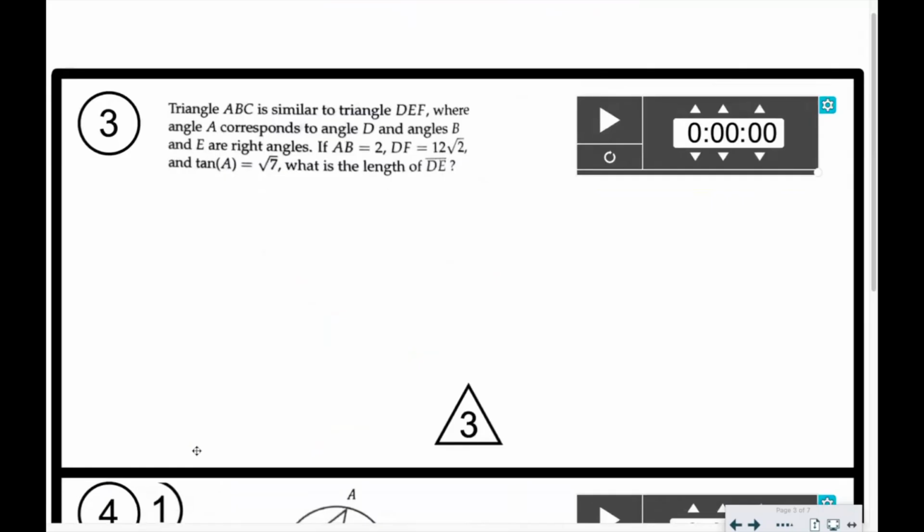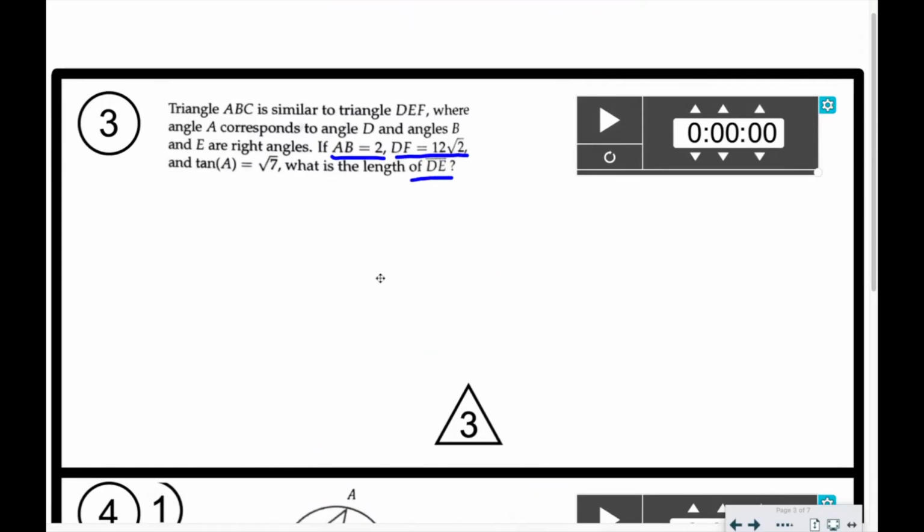All right, on to number 3. Okay, this one is a pretty challenging problem, and I'm going to attempt to do it in what I mentioned on the last problem. So they give us A, B, which could be important. They give us DF, and they ask for the length of DE.